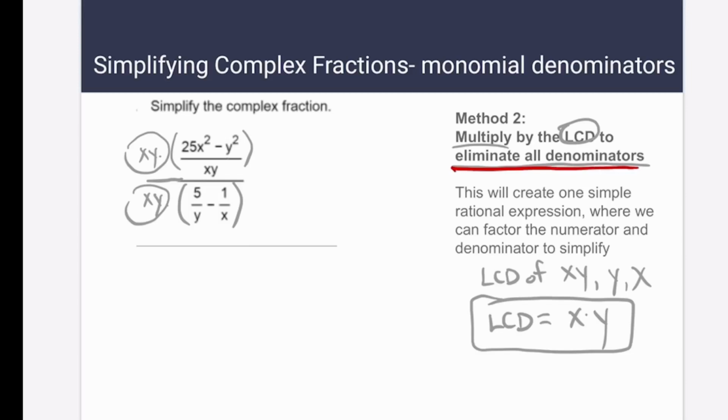So in the numerator of our problem, there's an xy in the denominator, and now I'm multiplying an xy on top, so those will reduce. So the only thing I'm going to be left with is 25x squared minus y squared.